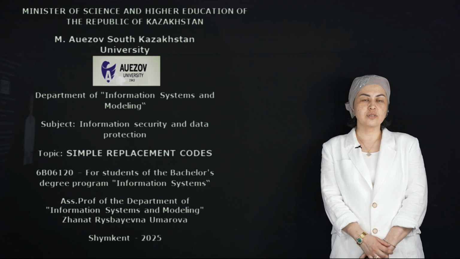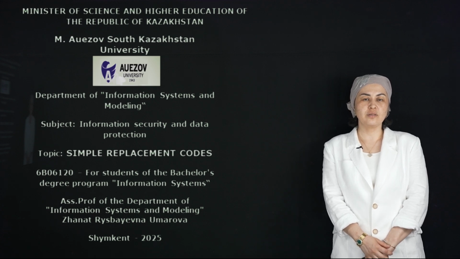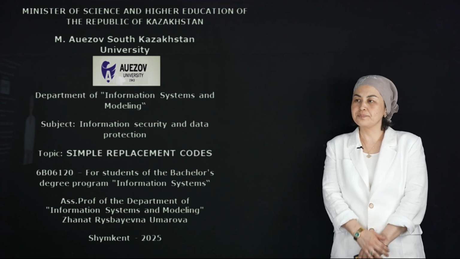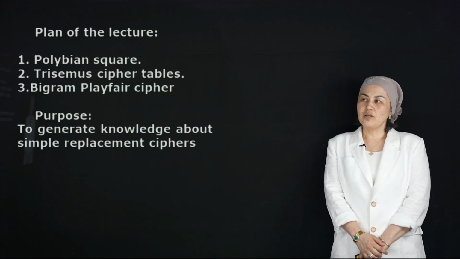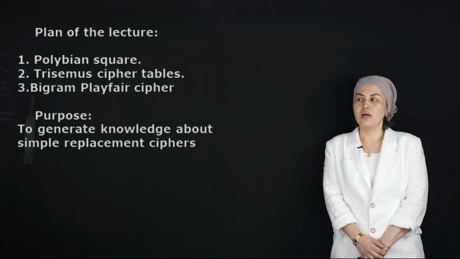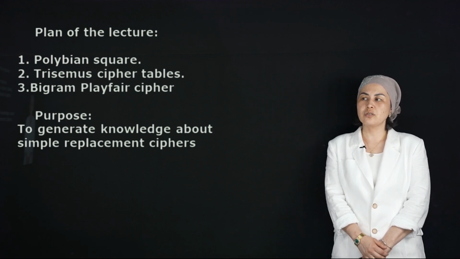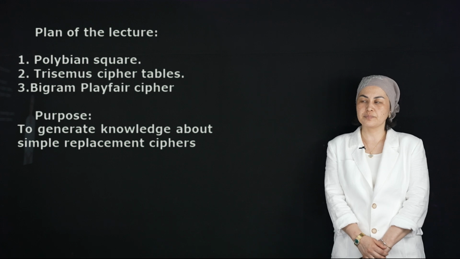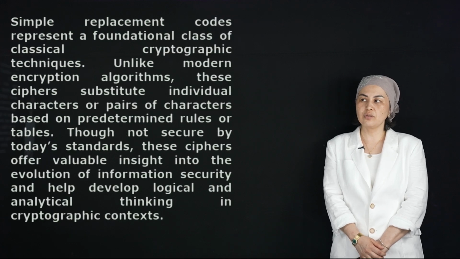Good day, dear students. Today we have a lecture on the discipline of information security and data protection. Today's topic is simple replacement codes. The plan of our lecture is the Polybius square, Trisemus cipher tables, and the bigram Playfair cipher. The purpose of our lecture is to generate knowledge about simple replacement ciphers. So let's start our lecture.